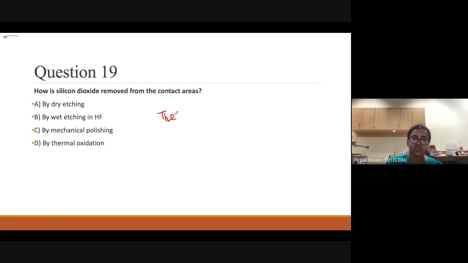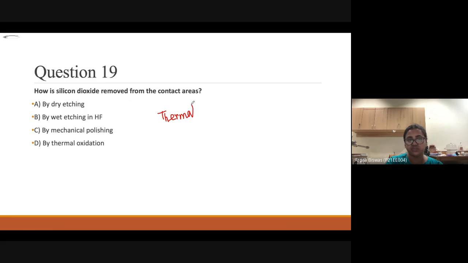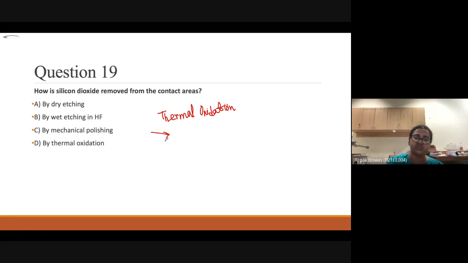Yes, ma'am. Using gas, that is called dry. And what about wet oxidation? If you are sending gas, then that comes under dry etching. If you want to remove any particular material, using that gas we can etch the unwanted material. See what happened in the dry oxidation process.